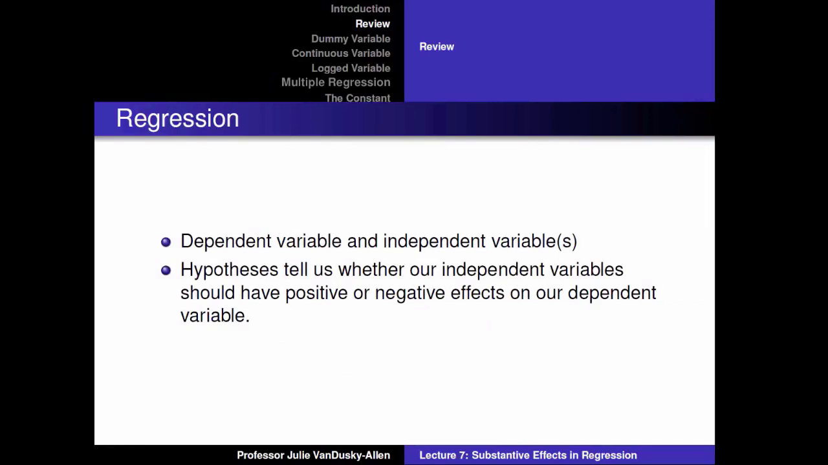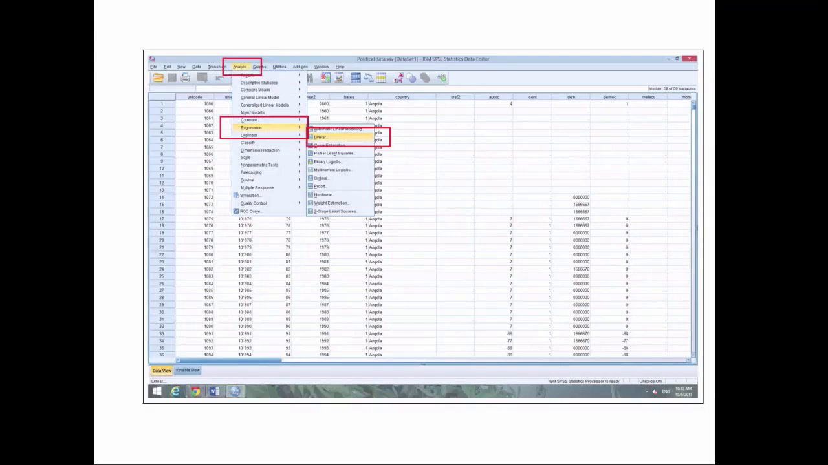Before I discuss how to interpret the substantive effects in a regression, I'd like to review the material from the previous lecture. In regression, we start out with a dependent variable and one or more independent variables. Our hypotheses tell us whether our independent variable should have positive or negative effects on our dependent variable. To run a regression in SPSS, we click Analyze, Regression, Linear. We put the dependent variable in the dependent box, and put all the appropriate independent variables in the independent variable box.